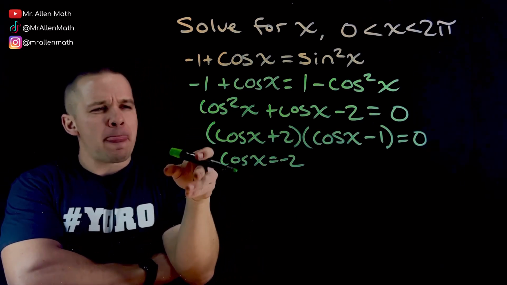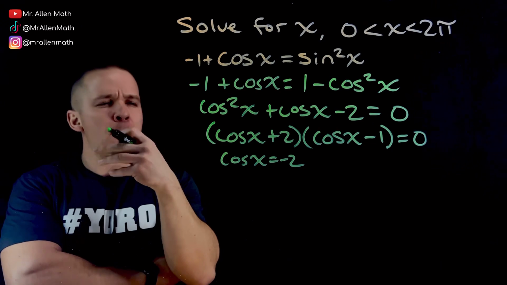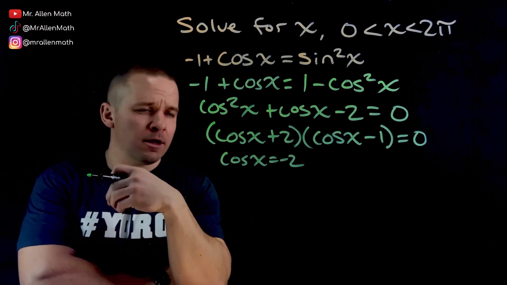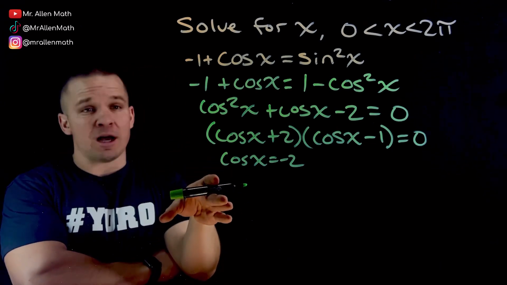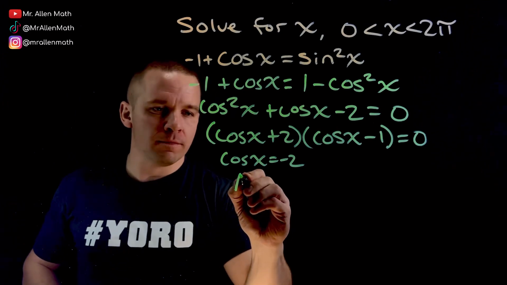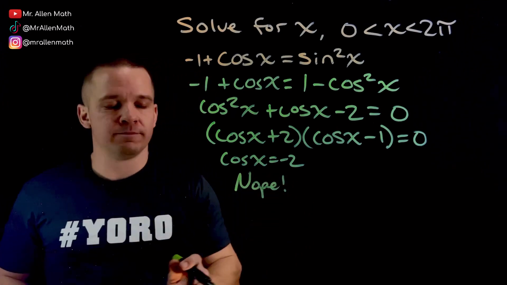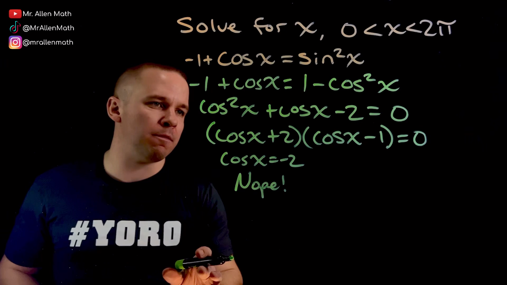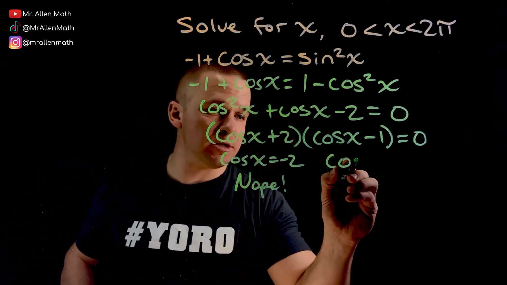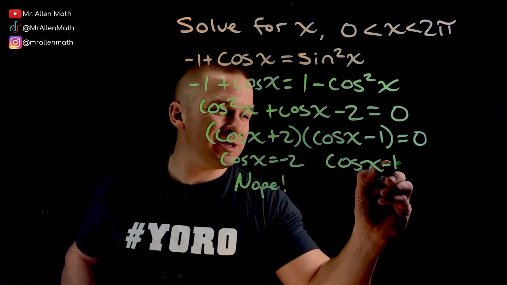Cosine is adjacent over hypotenuse. My hypotenuse is always the largest side. So is it even possible to get a number like this? Nope. Not going to get one from there. Let's try this one right here. Could be no solution overall. I don't know. All right, we set that equal to 0.